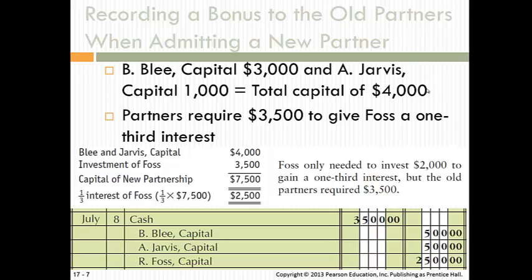So we credit Foss Capital for $2,500. The bonus is $1,000 because Foss paid $1,000 more than the accounting value of the equity. This bonus is split evenly between Blee and Jarvis by increasing their capital accounts $500 each.